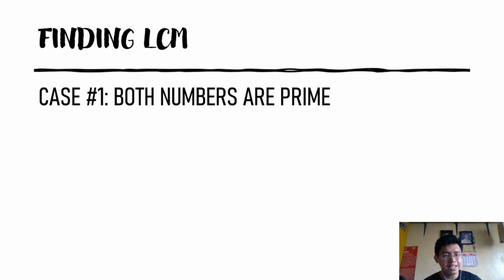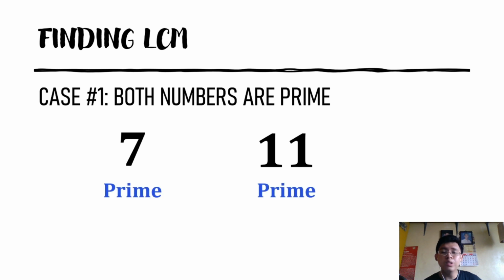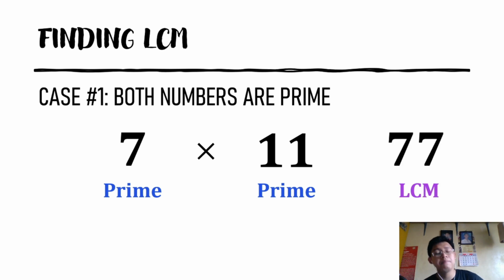Let's have a second example. In this second example, we're given 7 and 11. Now, 7 and 11 are both prime numbers. To get the LCM of these two prime numbers, we are just going to multiply them. 7 times 11, we will have our LCM, which is 77.